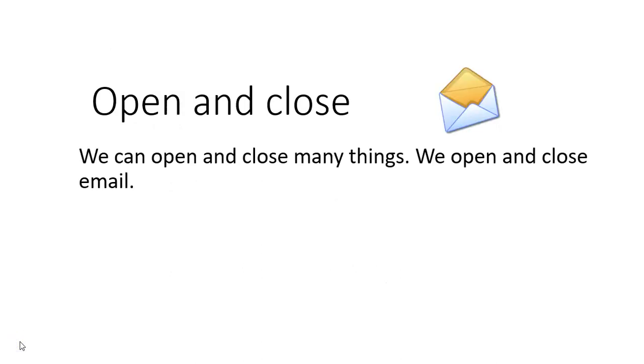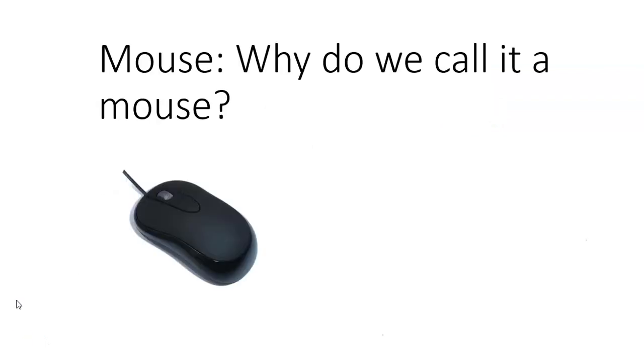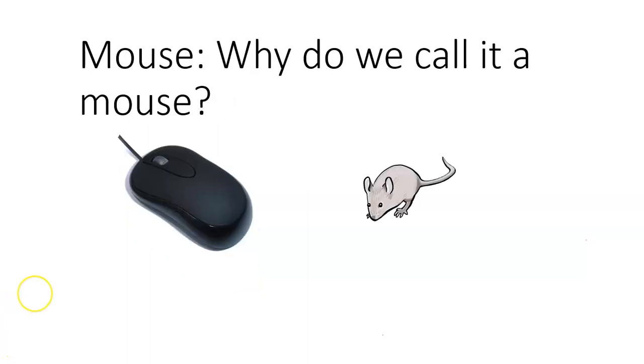Now let's talk about the words open and close. We can open and close many things, like a door or a window. We also use open and close to refer to email. When we want to open or close an email, we use a mouse to click. Why do you think we call it a mouse? Well, if you think about it, it kind of looks like a mouse with its little compact body and a long skinny tail. In the case of the computer mouse, that is the cord that connects it to the computer.